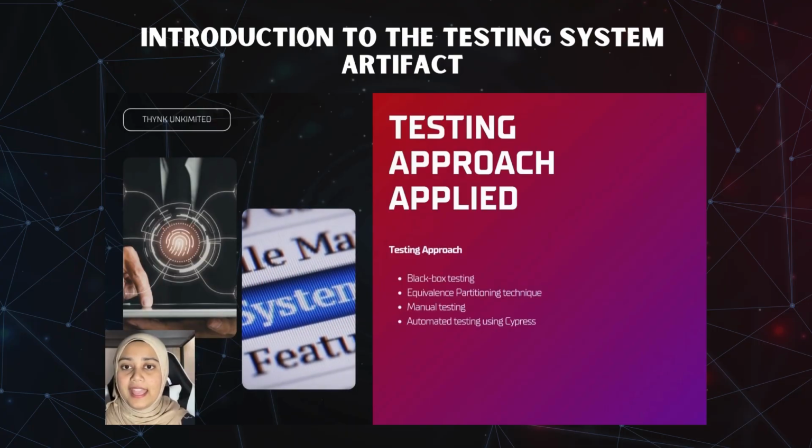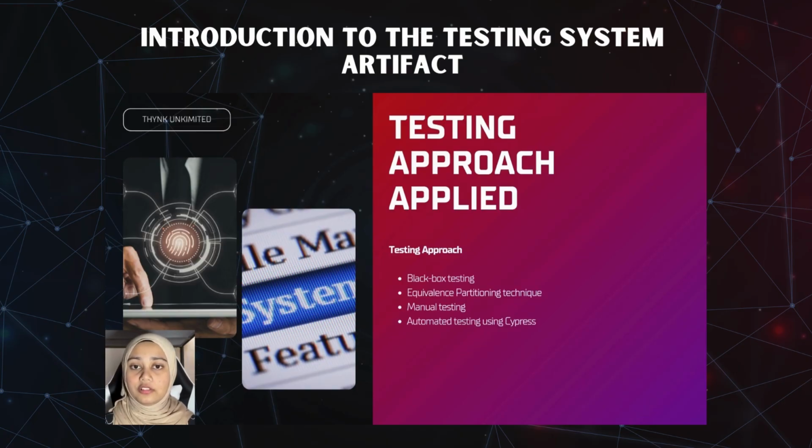Testing approach applied. A black box testing approach was used in this project. This means that the internal code of the system was not examined during the testing. Testing was performed based on the expected system behavior and functional requirement. The equivalent partition technique was applied to divide the input data into valid and invalid classes. This technique helped reduce the number of test cases while still ensuring effective test coverage.